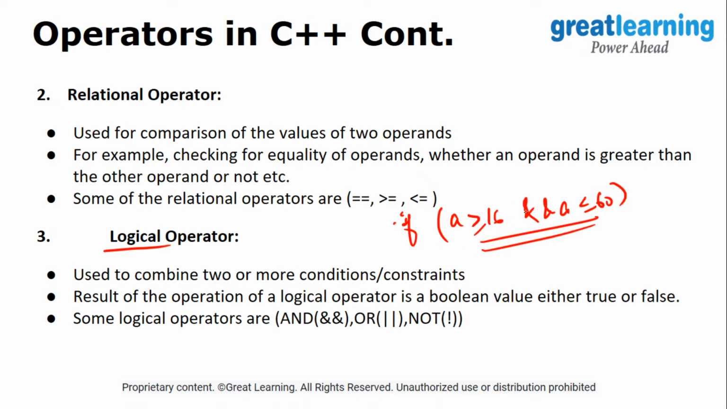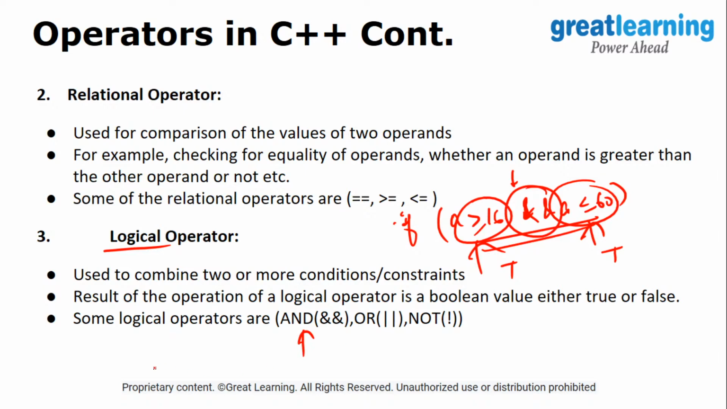So this is the operator that we are using, logical and, right? Both of these statements, or conditions, or constraints should be true. When these two conditions are true, only then he can drive. So if a, the age of the person, is greater than 16 and less than or equal to 60, only then he can drive. And this is known as logical and, and both of these statements should be true. This is your logical and.